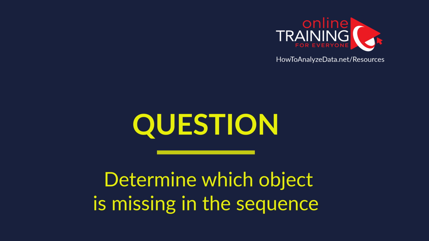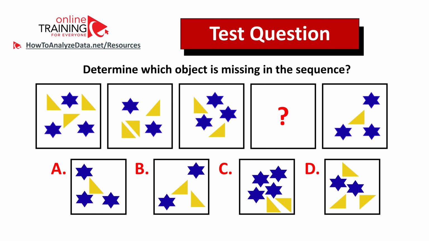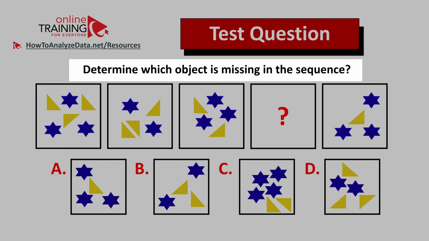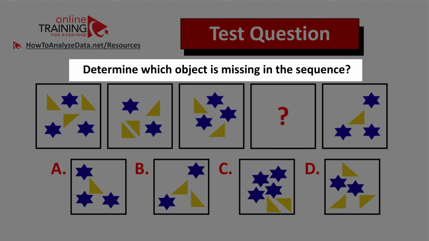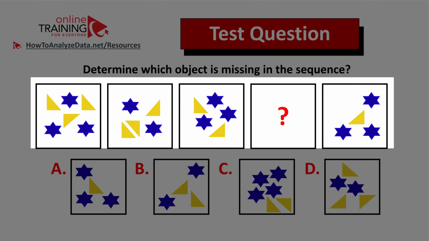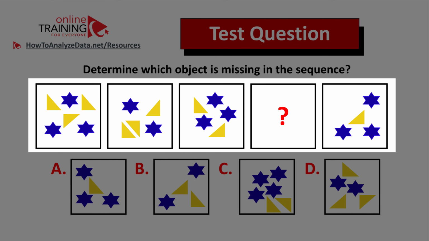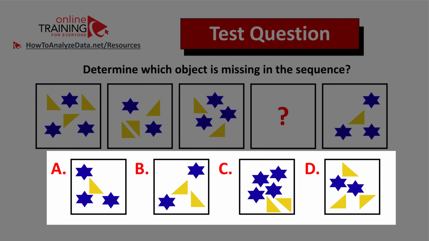Some of you might find this question tricky, but regardless of whether you can solve it or not on your own, you will be excited to learn the solution to this real-life assessment test question. Here's the question. Determine which object is missing in the sequence. You're presented with the sequence of 5 objects, and object number 4 is missing. You also have 4 different choices to choose from for the missing object. Choices A, B, C, and D.